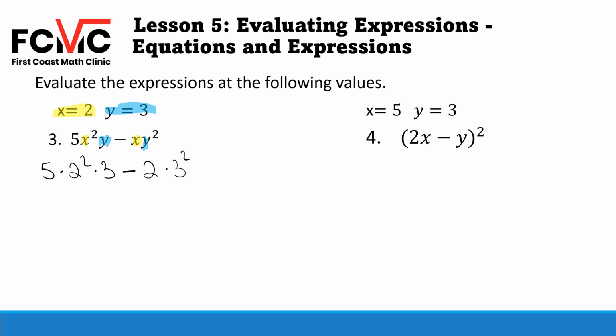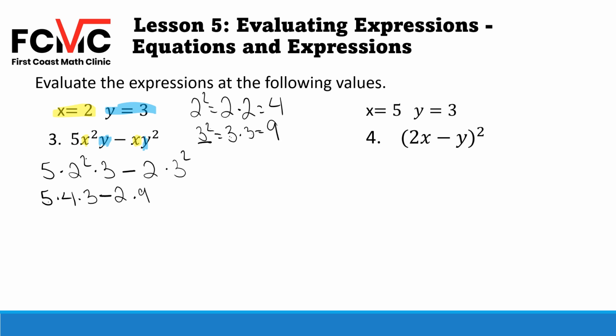Now let's simplify following our order of operations. We want to do the exponents first. So 2 to the second power means 2 times 2, which is 4. So we're going to have 5 times 4 times 3 minus 2 times 3 to the second power, which is 3 times 3. Remember our exponent, 3 is the base. The exponent tells us how many times we're multiplying that base by itself. So 3 times 3 is 9.